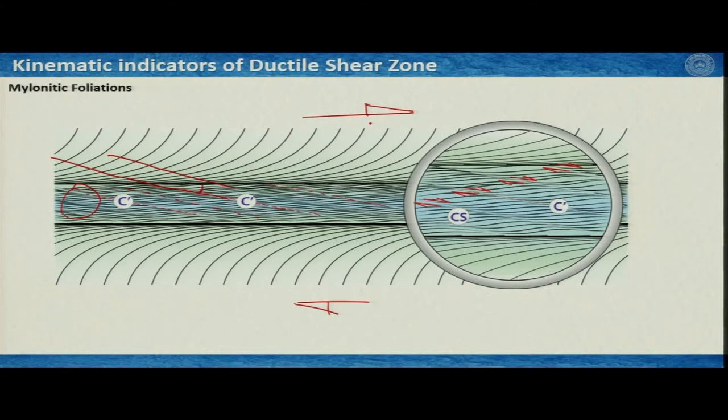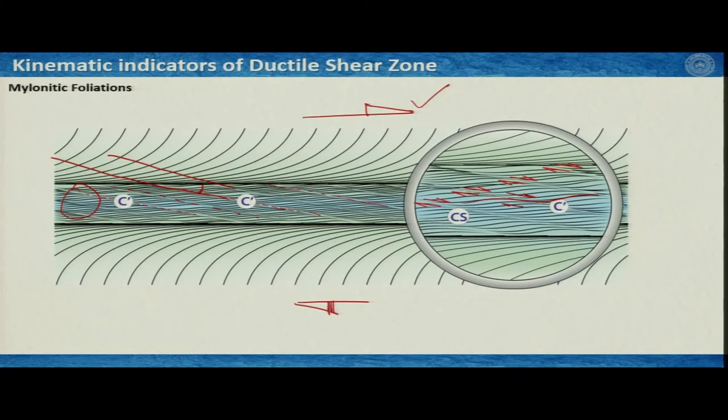And if we zoom it, then you will see that this fabric, initial CS fabric or C fabric or S fabric, which was subparallel or parallel to the shear zone boundaries or bulk sense of shear, also got deflected like this. So the sense of shear is very similar, as we have figured it out. So these are the sense of shear within the shear zone. So within the shear zone, these micro shear zones, which are producing C prime fabrics, are at an angle with the master shear displacement, which is this one.